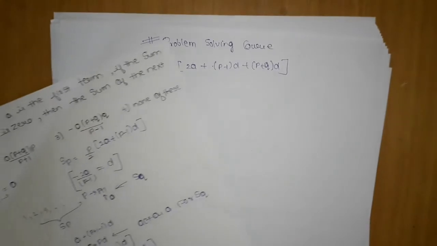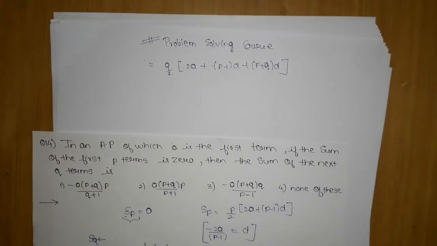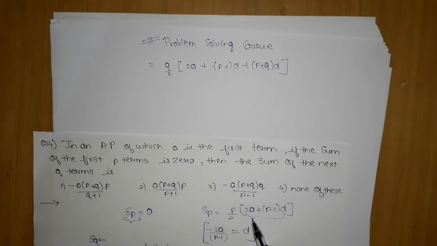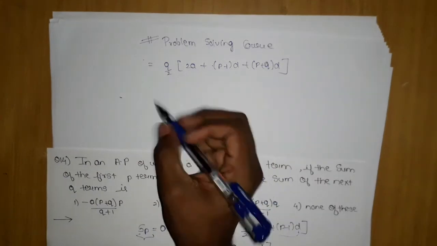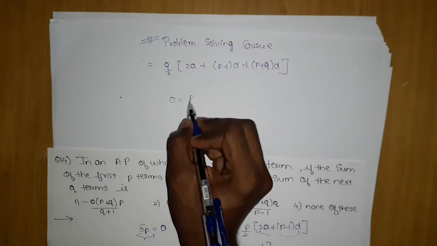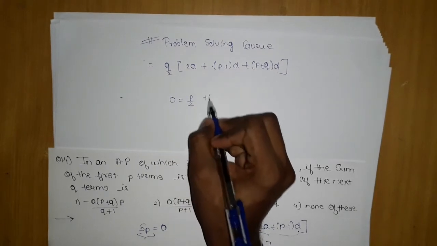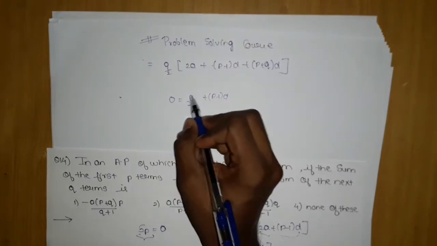What was the purpose? I broke it because it will help me. How? Here, in this term, this is equal to 0. If I move it, this will become individually equal to 0, since they are multiplied. So P by 2 into (2A plus P minus 1 into D) is equal to 0.